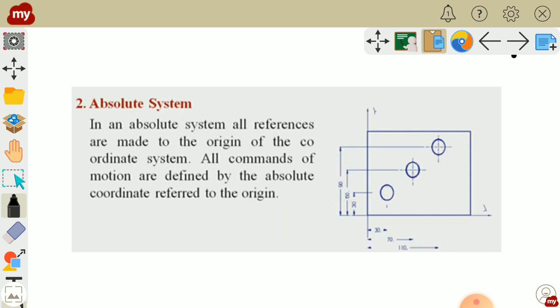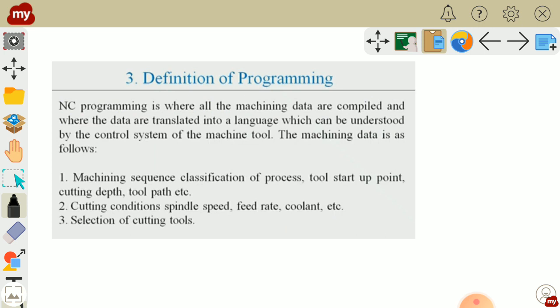Next, definition of programming. Numerical control programming is where all the machining data are compiled and translated into the language which can be understood by the control system of the machine tool. The machining data is as follows. First, machining sequence, classification of process, tool startup point, cutting depth, tool path, etc. Cutting conditions: spindle speed, feed rate, coolant, etc. Selection of cutting tools.